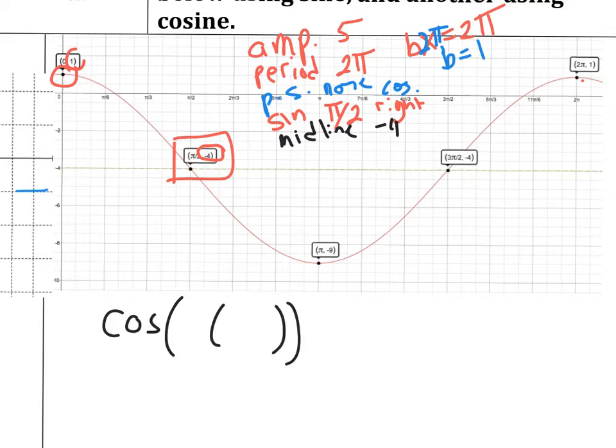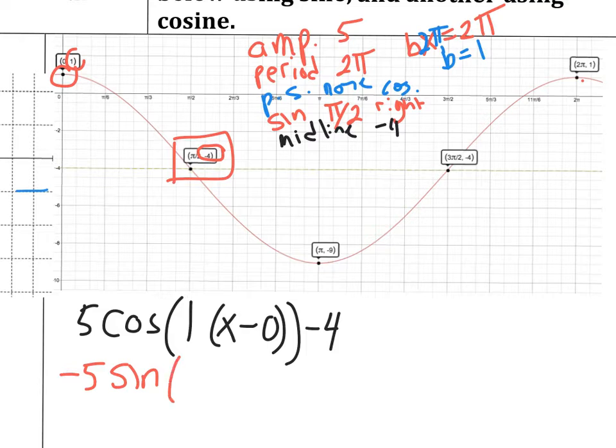We know we have an amplitude of 5, a b value of 1, no phase shift, so 0, and a midline of -4. For sine, since we're going down, it's going to be -5 sine. Period is still 2 pi, so b is 1. Pi over 2 to the right is minus pi over 2. And we're looking at a midline of -4.